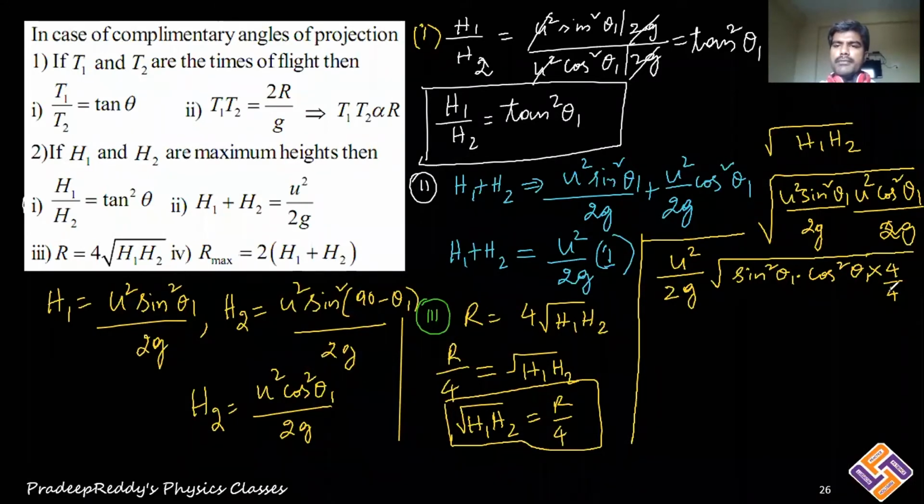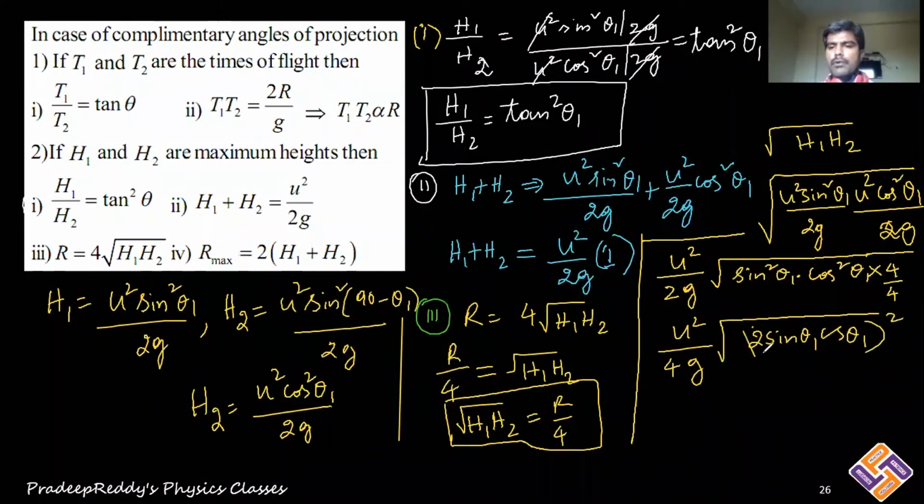For mathematical simplification, I'll multiply the numerator and denominator by 4. So you can write it as u square divided by under root 4, which I am bringing out so that it becomes 2. 2 into 2 is 4, 4g under root. What is left over here? 2 sine theta 1 into cos theta 1 whole square. 2 square is 4, sine square theta 1 cos square theta 1. What is 2 sine theta 1 cos theta 1? That is sine 2 theta 1 whole square. This square and root get cancelled.